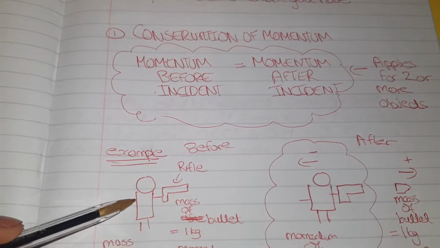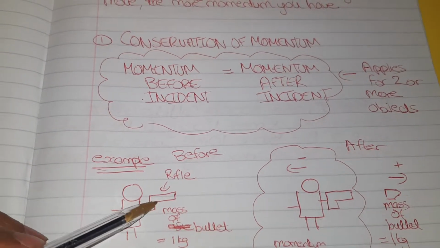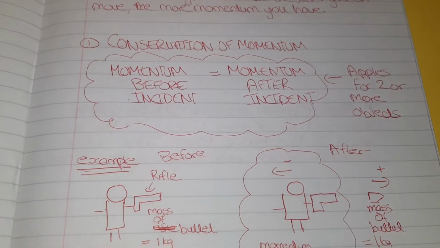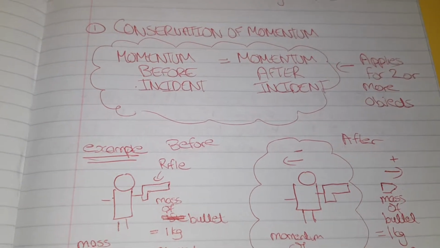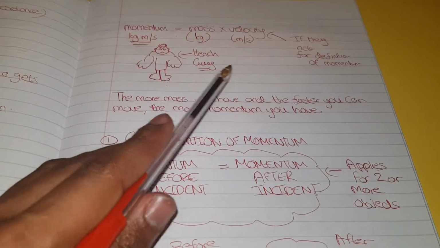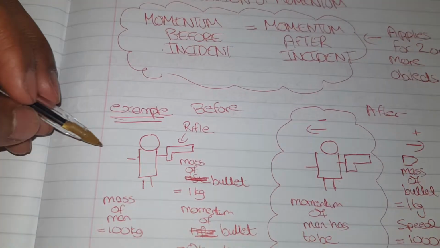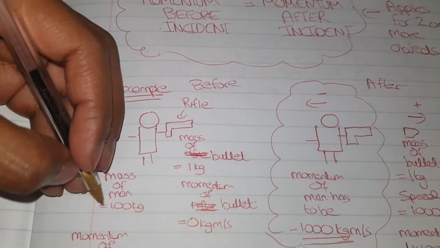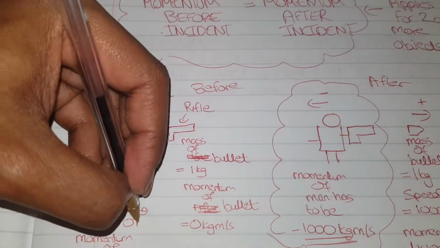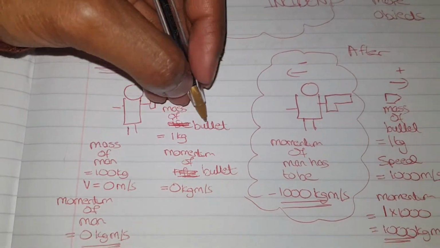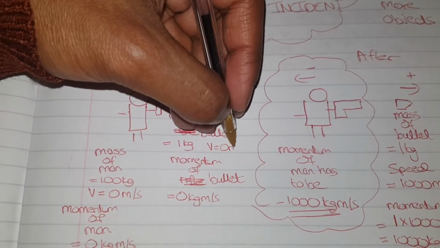Suppose you have a guy stationary, not moving, with a gun, which is also stationary, and basically he's going to fire it after some time. So let's look at it in the beginning. Remember, momentum is what? Mass times velocity or speed, right? So if you have your man here, 100 kg, he is stationary here, so his speed is 0. The bullet here as well has a speed of 0 because you haven't fired it yet, right?